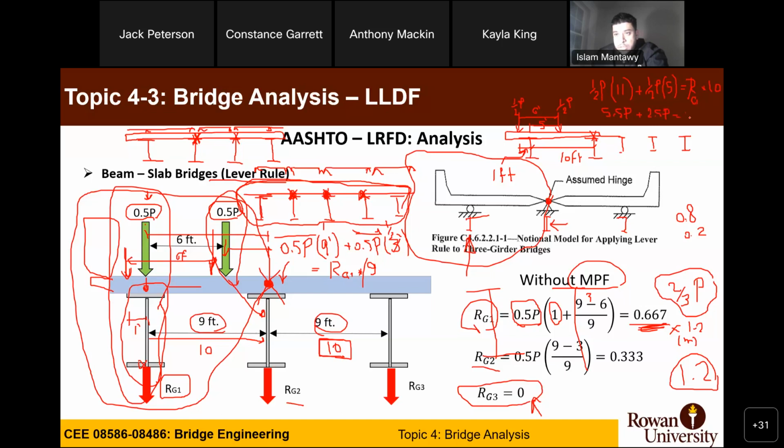And the reaction is RG times 10, right? If you add 2.5 and 5.5, it gives you 8 P. You divide over 10, RG1 equals 0.8 P. Any questions?